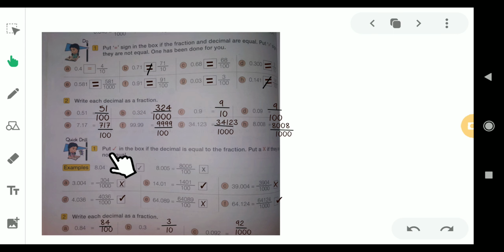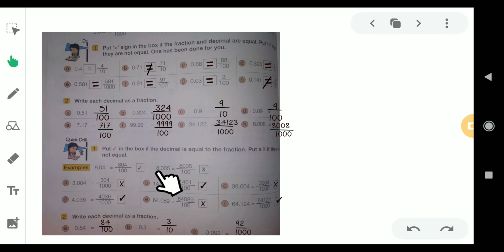Next, put the correct sign in the box if the decimal is equal to the fraction, otherwise put a cross if they are not equal. One example has been done for you. So 8.04 is exactly equal to 804 divided by 100. So that is why both are equal. So that is why it is correct.